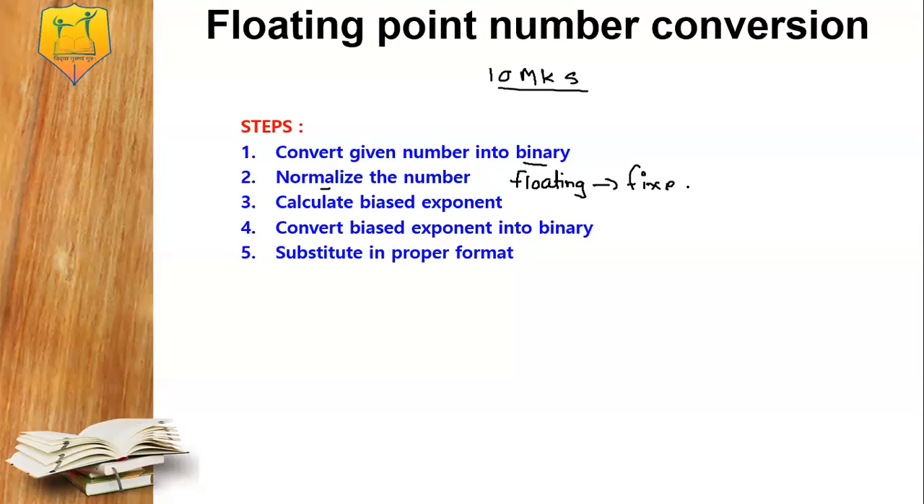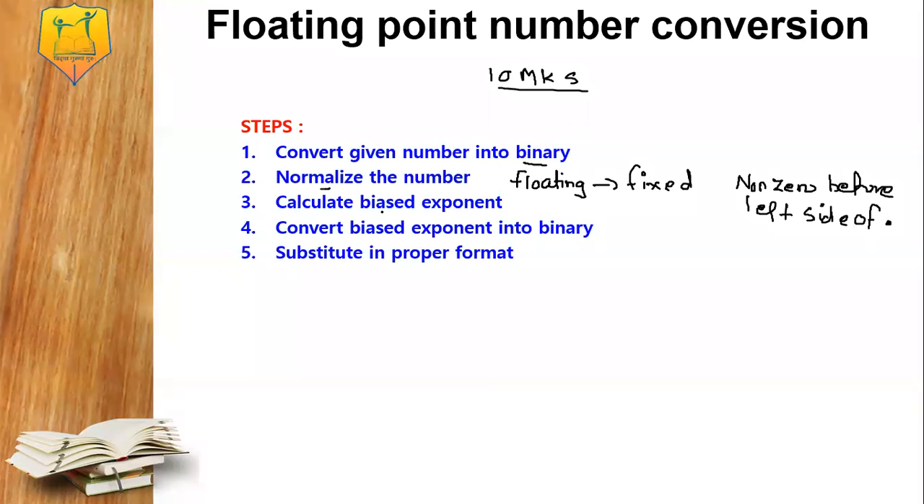The rule says that there should be only one non-zero digit before the left side of the dot. Okay, before the left side of the dot. Okay, so that is called normalize. So I can normalize the number.